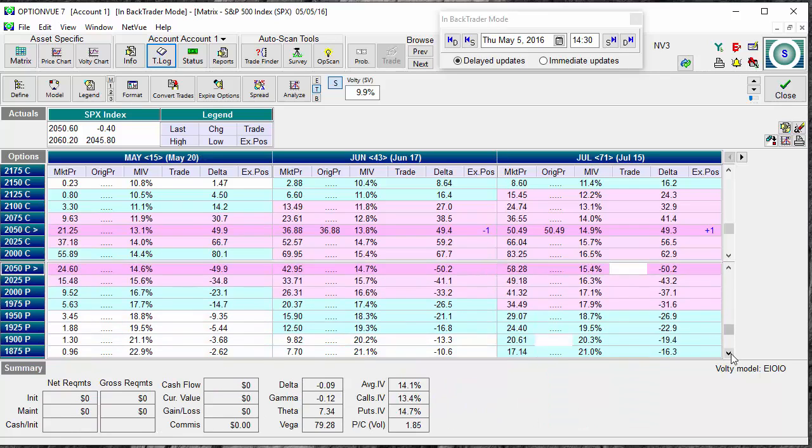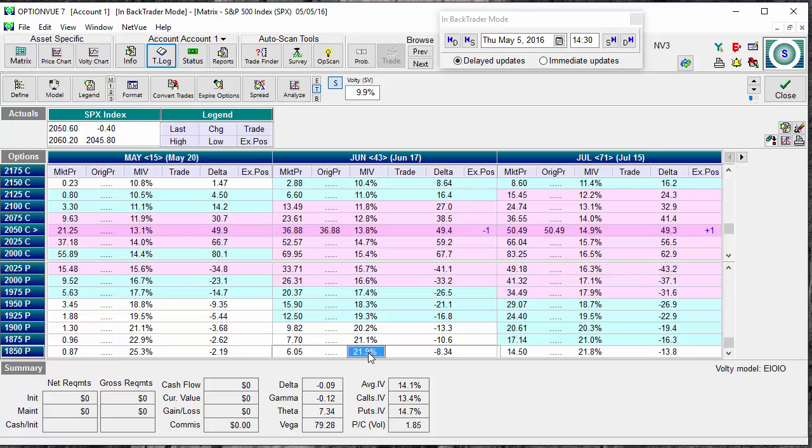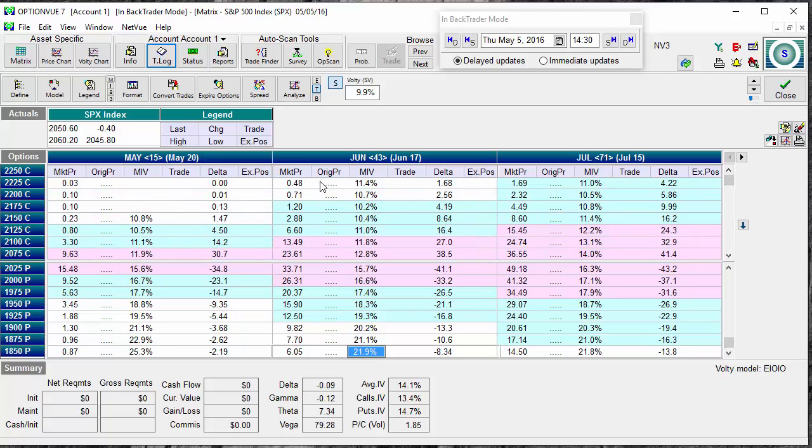They surprise crash, moving to the downside, and far out of the money puts are priced at a high implied volatility, 21.9. Far out of the money calls have lower implied volatility, 10.7, 11.4. Markets don't crash to the upside. They crash to the downside.